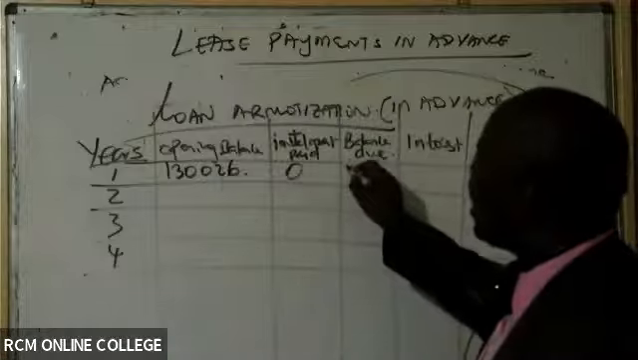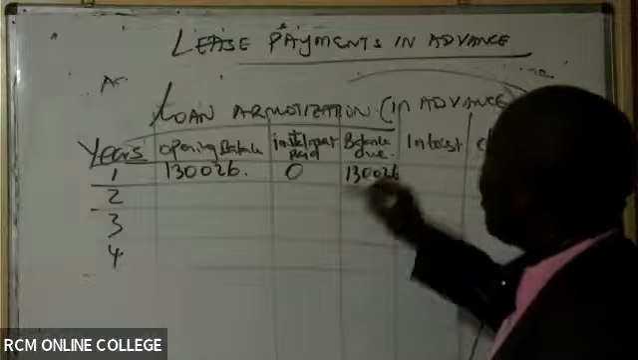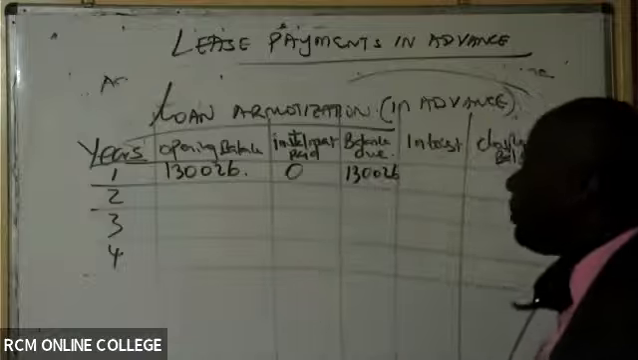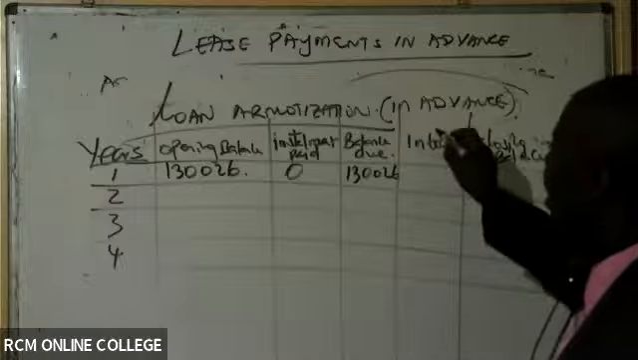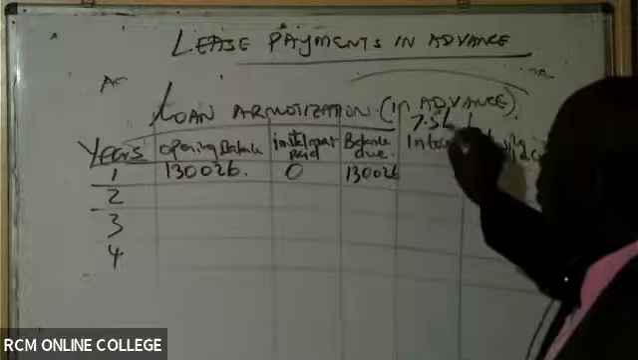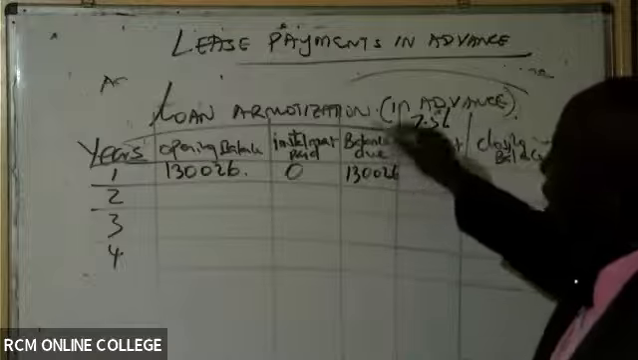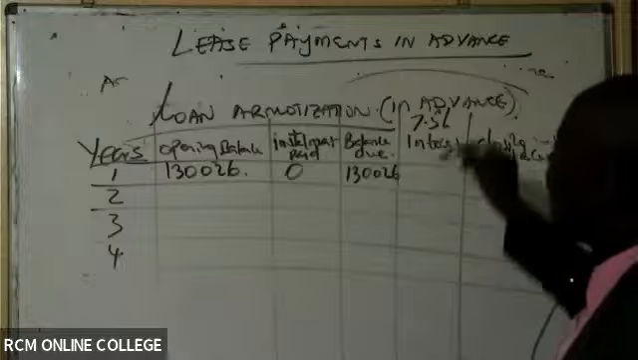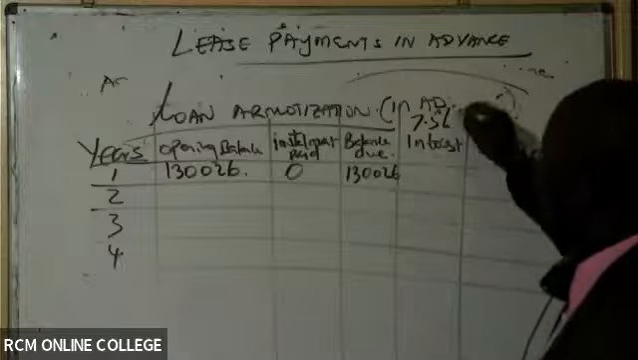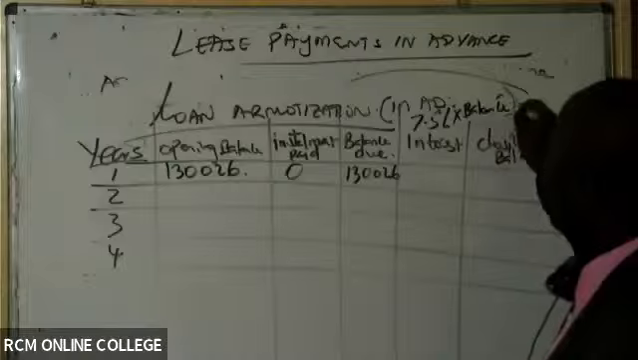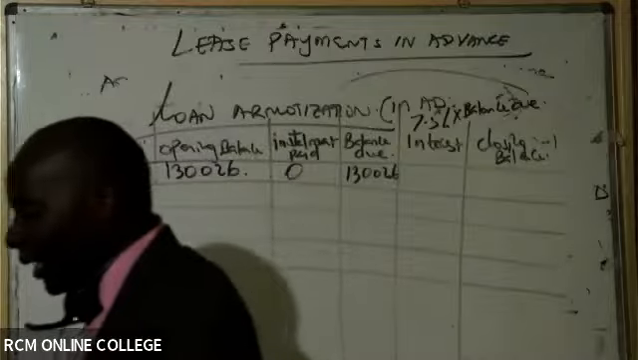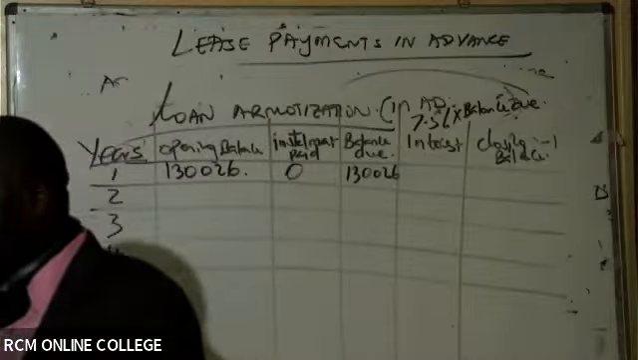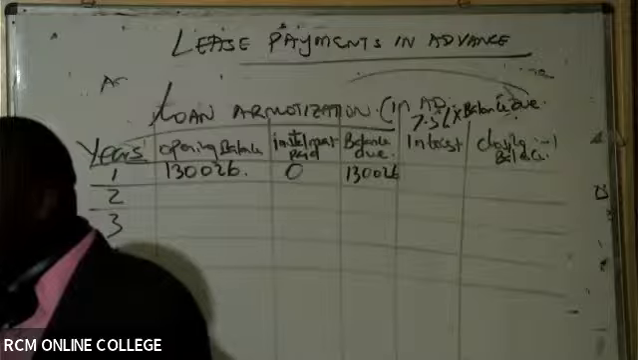So then the balance due here will be 130,026. That is the balance. So this interest now, I hope interest was 7.5%. So the interest here now will be based on this balance due. So 7.5% of balance due. Is there somebody who is able to give us that answer?